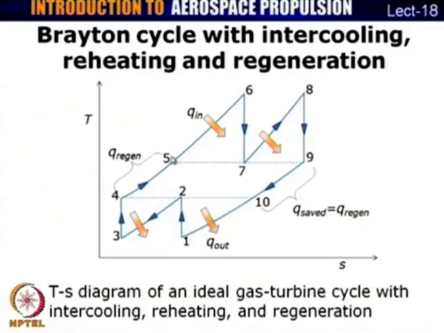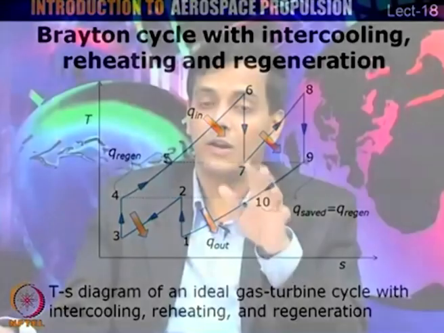Heat input is during process 5-6 and 7-8, and heat rejection is during process 2-3 and process 10-1. So, this is one example of a Brayton cycle which has intercooling, reheating as well as regeneration. Intercooling is during process 2-3, reheating during process 7-8 and regeneration during process 9-10 or 4-5. So, a Brayton cycle with all the three, intercooling, reheating and regeneration, is likely to have higher efficiencies than that of the simple Brayton cycle, which has no intercooling, reheating or regeneration.